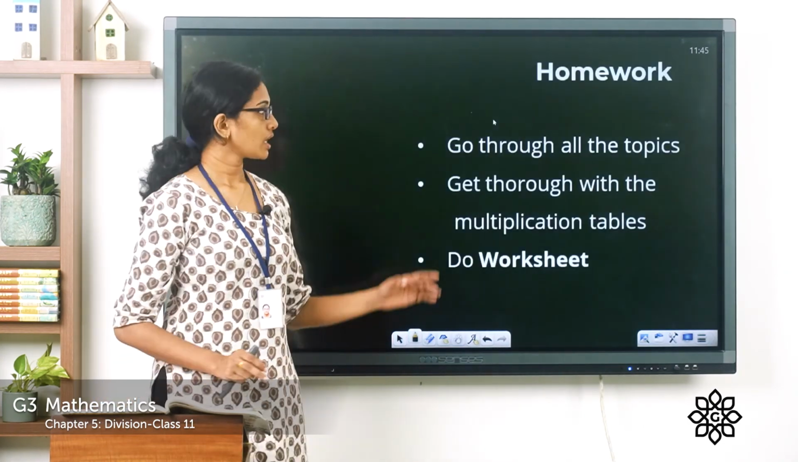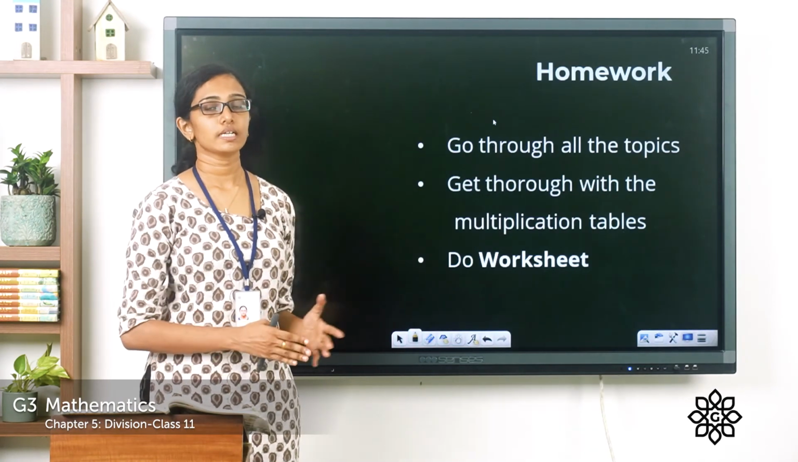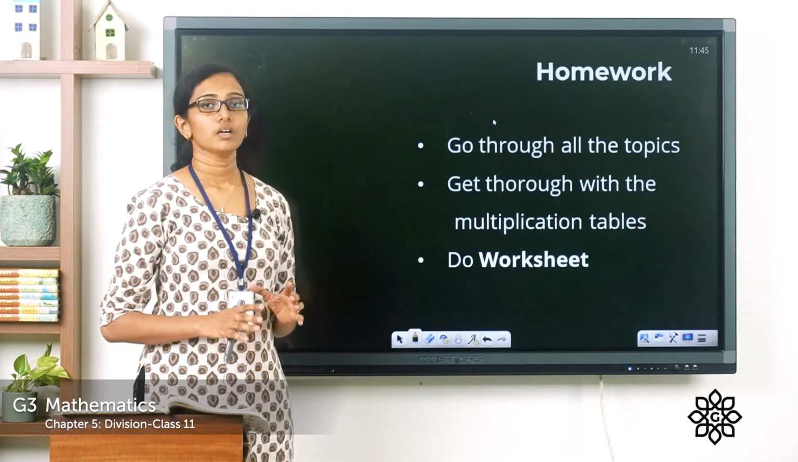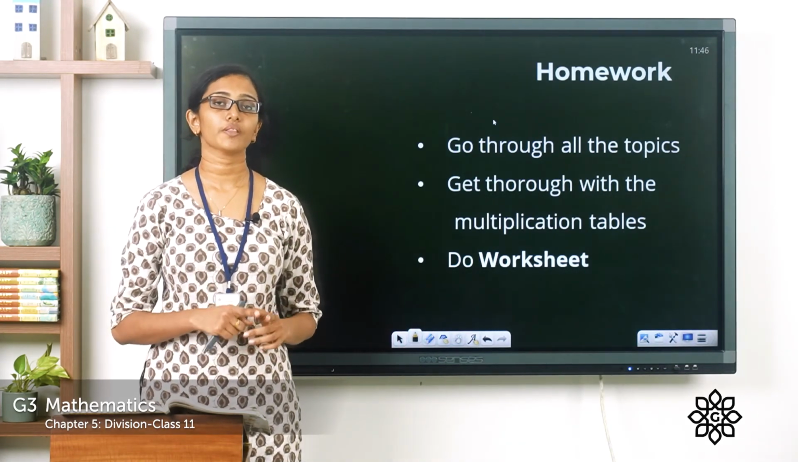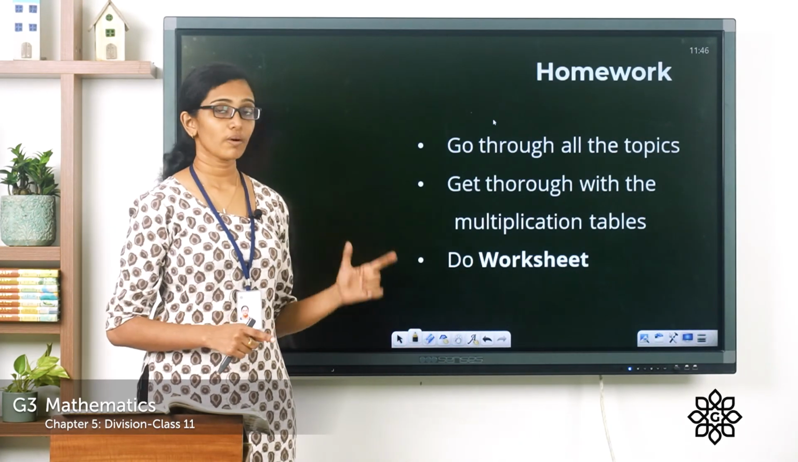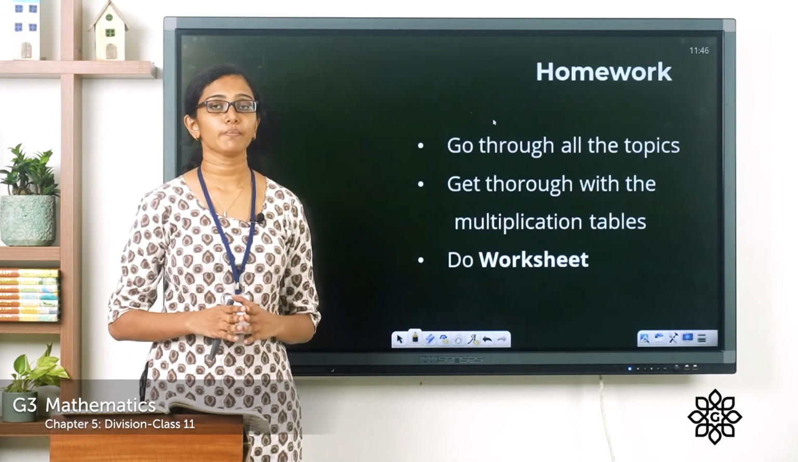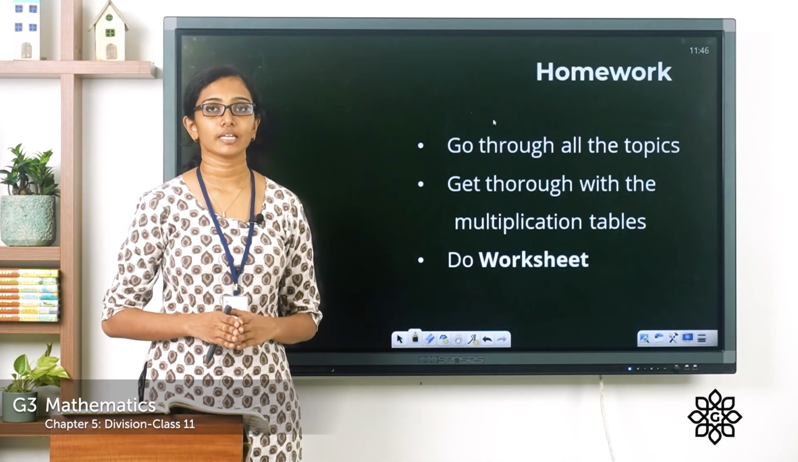Now, you have to go through all the topics that you learned in this chapter once again and go through all the exercises as well. Then make sure you are thorough with all the multiplication tables. You have to revise the multiplication tables of 1 to 10 every single day. Make it a point to revise them every single day.